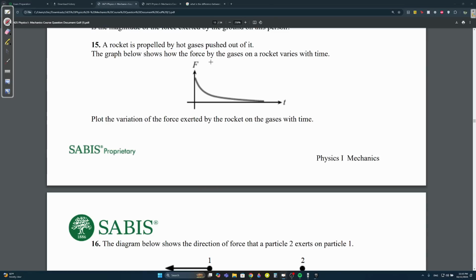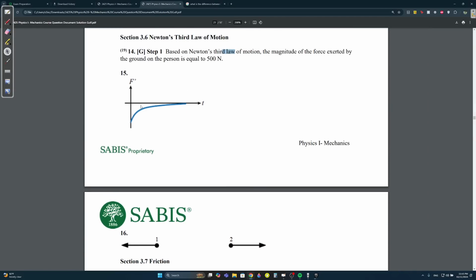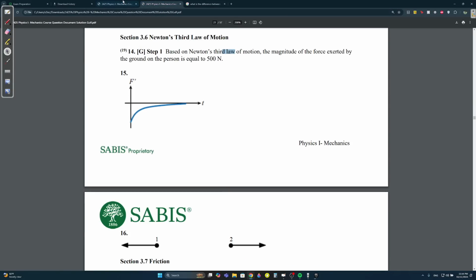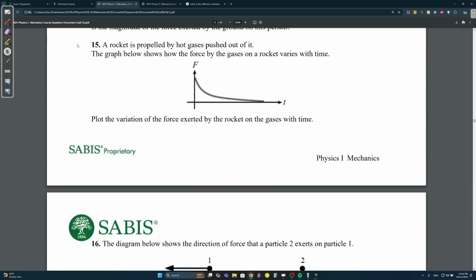So this is the force of the gases on the rocket, right? So this is the gases pushing back up on the rocket. So how would be the forces of the rocket pushing on the gas? The same exact thing. Action reaction, Newton's third law. I think why it's upside down is because action and reaction are opposite in direction. So if this one is going down, surely the other one will be going up, but they're still going to plateau. They're still going to become constant at the same point.